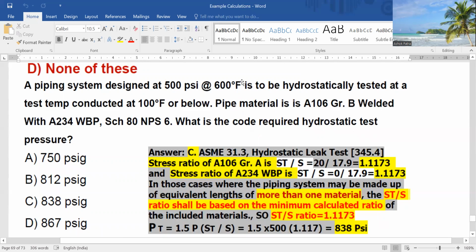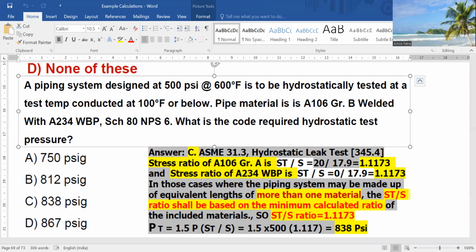The piping system is designed for 500 psi, 600 degrees Fahrenheit, and is hydrostatically tested at a temperature of 100 degrees Fahrenheit. Pipe material is A106 Grade B welded with A234 WPB, 80 MPa. What is the code requirement for the hydrostatic test? So there is 345.4.3, hydrostatic leak test. The stress ratio for A106 is 1.1173. The test ratio for A234 WPB is ST by S equal to something. So it is 1.1173. In those cases where the piping system is made of more than one material, the minimum ratio applies. So 1.1173 times 1.5 times 500 gives 838 psi.